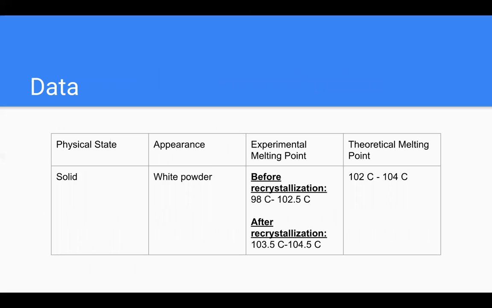So from the product collected, it was seen that the physical state of the product was a solid. It was a white powder-like substance. Before the recrystallization process, the melting point was found to be 98 to 102.5 degrees Celsius. After recrystallization, the melting point was found to be 103.5 to 104.5 degrees Celsius. And the theoretical melting point was found to be 102 to 104 degrees Celsius.